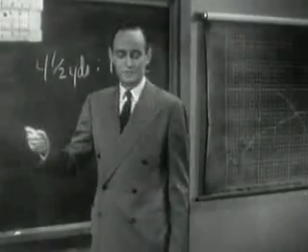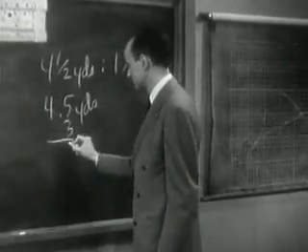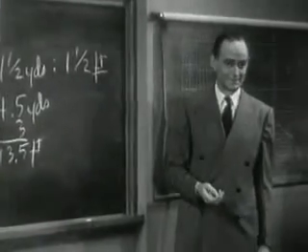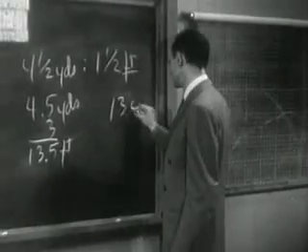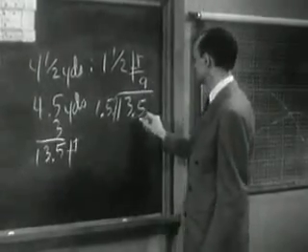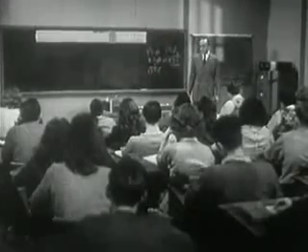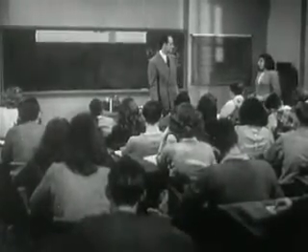First of all, let's change 4.5 yards into feet. That gives us 13.5 feet. And now we can divide 13.5 feet by 1.5 feet. The right answer is 9. Wow, I see where I made my mistake. Now, I want you to look over your papers very carefully and see where you made your mistakes. I'll come down the aisles, and if there are any questions, don't hesitate to ask me.